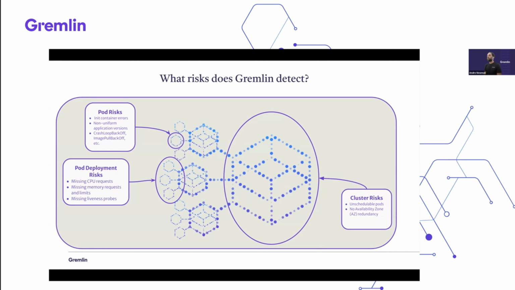Next is non-uniform application versions. Basically, this means that if you have multiple replicas of your pod running, we look to make sure that they're all using the same image version. And yes, this means no using the latest tag. That's something we've all done. It's the easy, straightforward option.